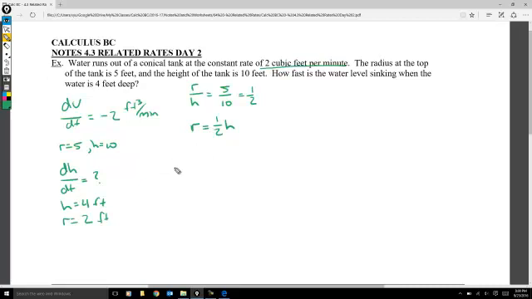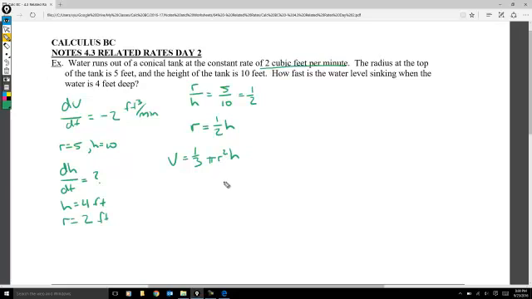So now I can go ahead and try to get some stuff done. I'm relating volume to radius and height, so I'm going to write down my volume equation. The volume of a cone is 1/3 pi r squared h.